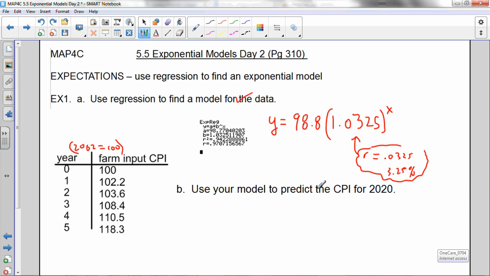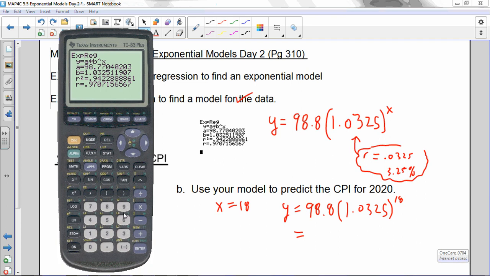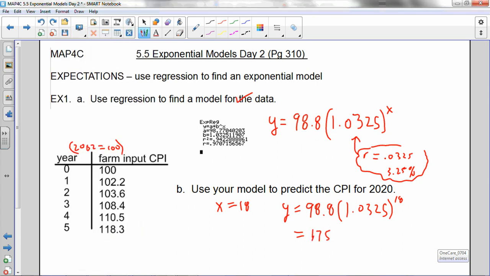That's done. Use your model to predict the CPI for 2020. For 2020, how many years since 2002? That would be 18 years since 2002. So I just jam this into a calculator. I'm going to use my graphing calculator maybe. 98.8 to the exponent 18. It's going to be 175 and change.